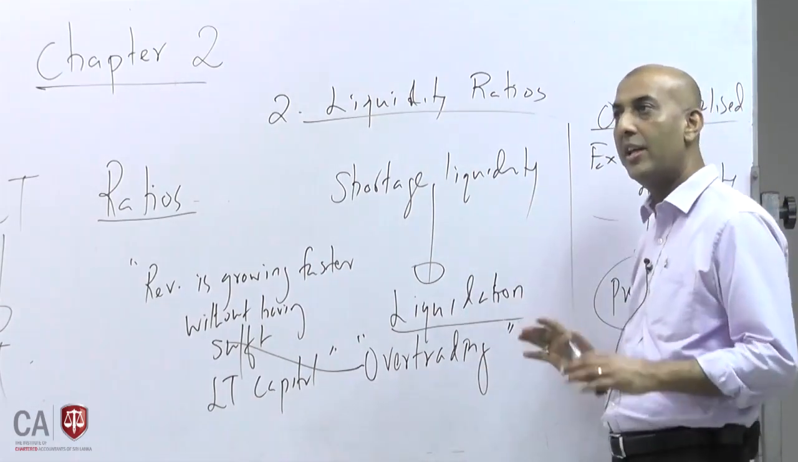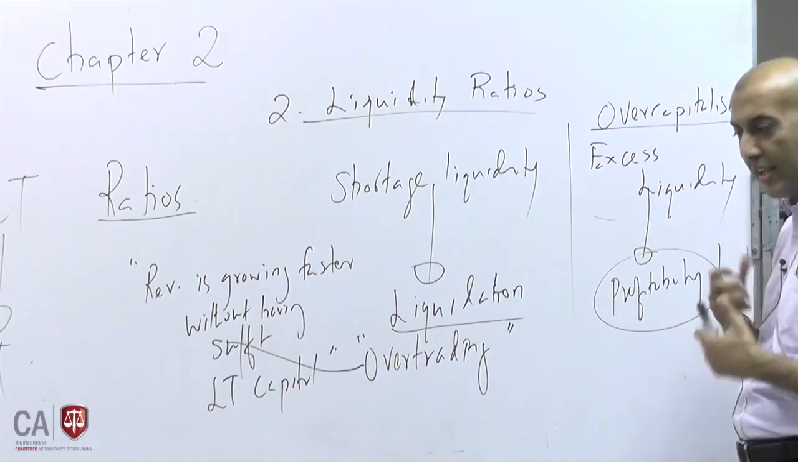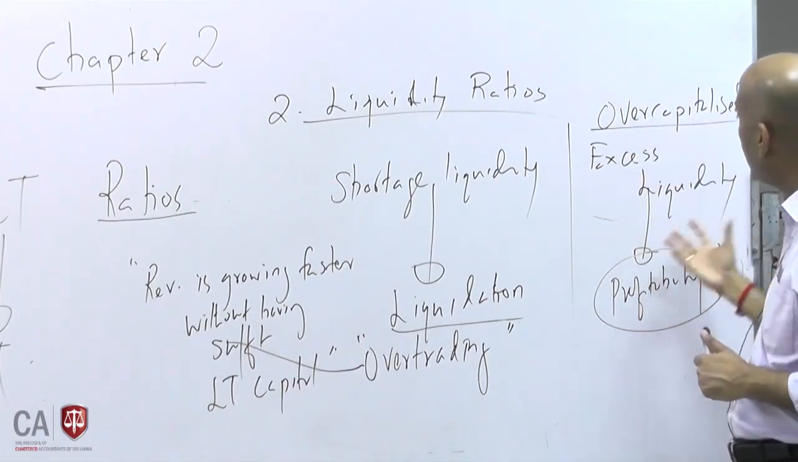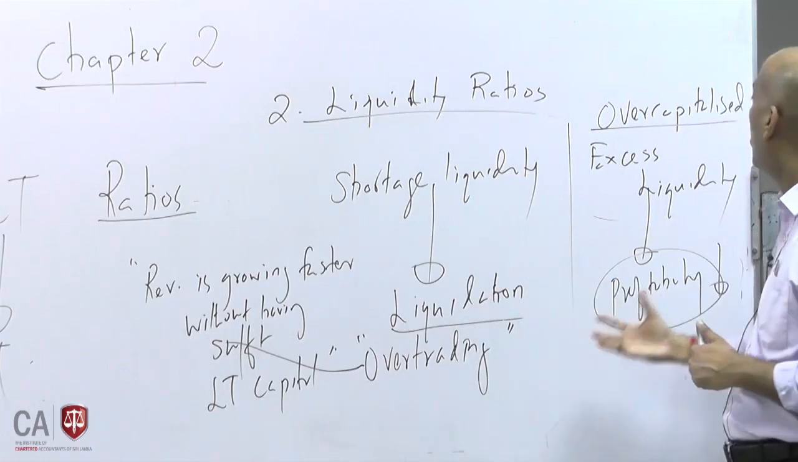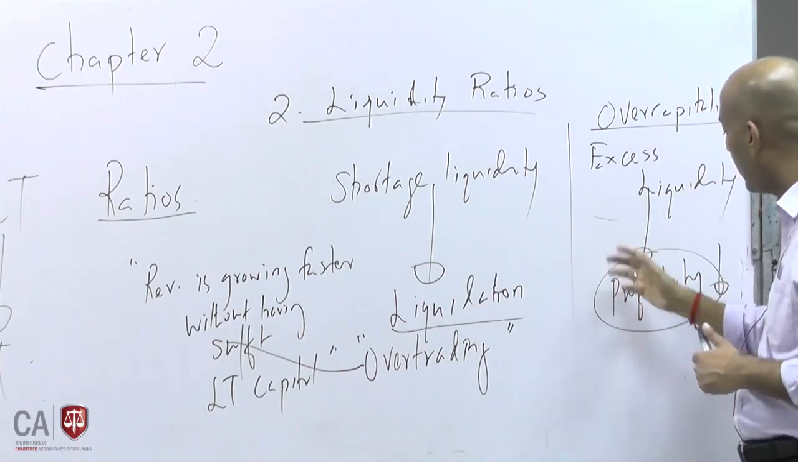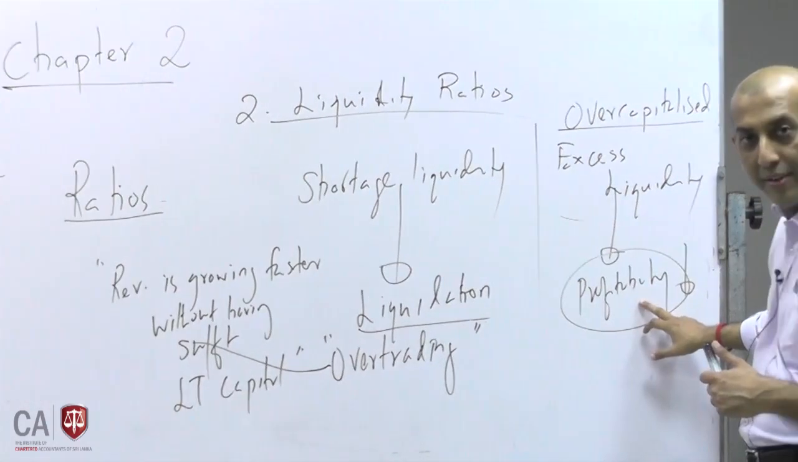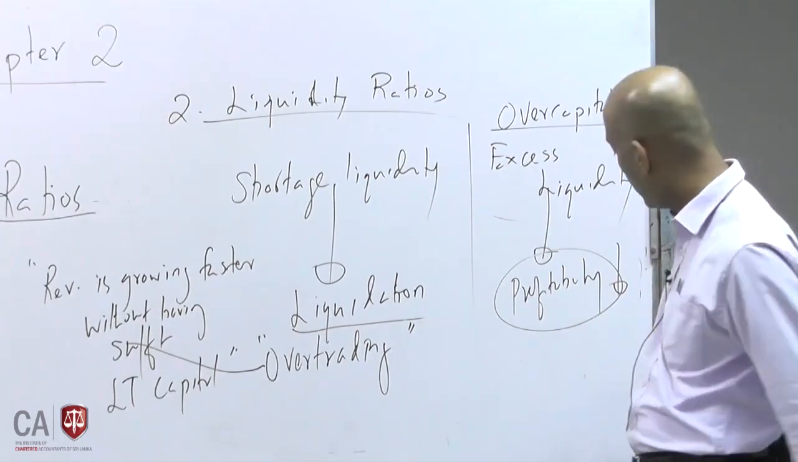So please be understanding, I am just combining many of the theoretical areas, right? Overtrading will be resulting in liquidity problem. Overcapitalization is excess liquidity which disturbs your profitability. Okay? So this is about the liquidity ratios.